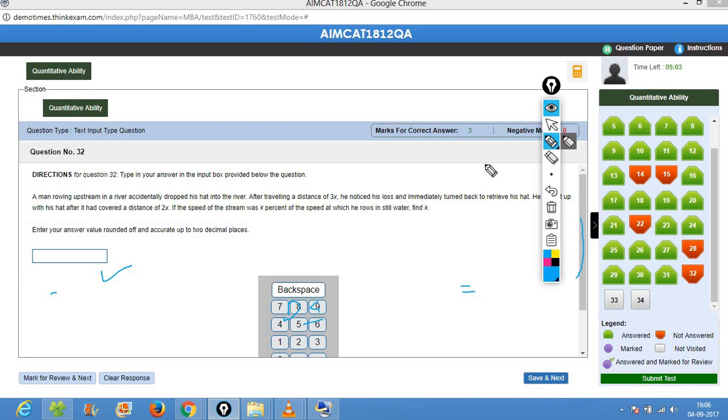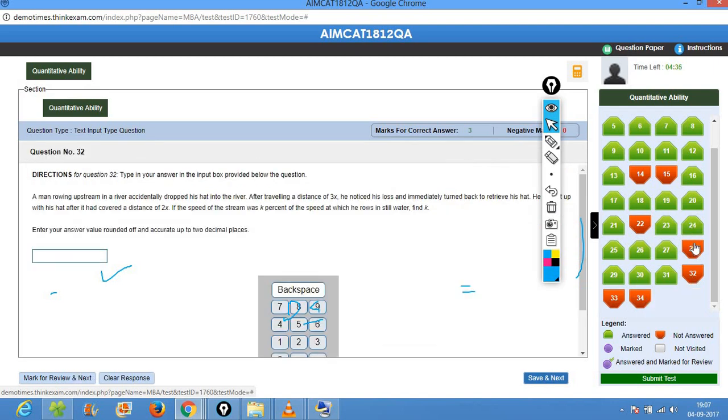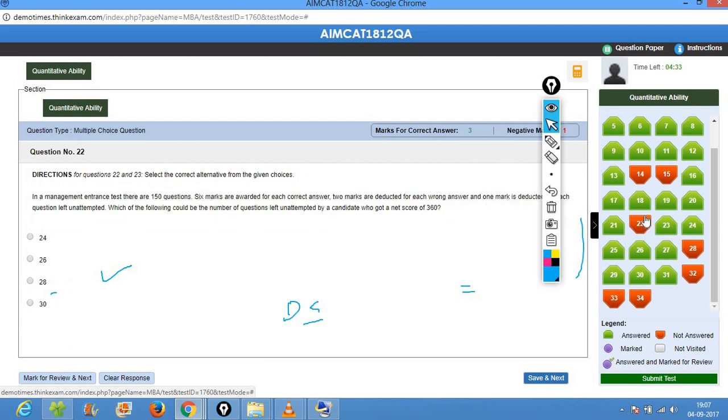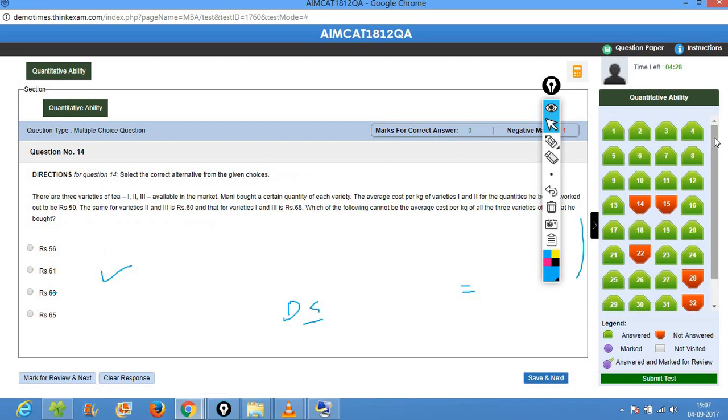Okay, a man rowing up the stream in a river accidentally drops his hat in the river after traveling a distance of 2x. He noticed his loss and immediately turned back to retrieve his hat. Let's see later on. But I will see these two questions also. Okay, I left this question. I left, saved this question. This one, this one, this one. So how many questions? 7 questions.